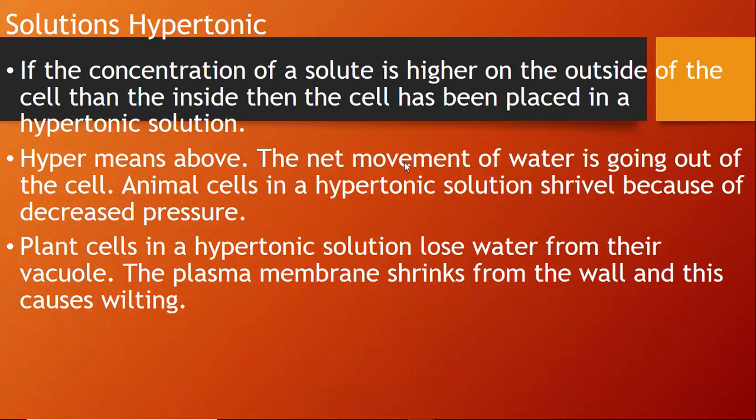All right, let's talk about hypertonic. Now, if the concentration of a solute is higher on the outside of the cell than inside, then the cell has been placed in a hypertonic solution. Hyper means above. The net movement of water is going out of the cell. Now, animal cells in a hypertonic solution shrivel because of decreased pressure. Water is moving out. Plant cells in a hypertonic solution lose water from their vacuole because water is going out of the cell. Now, the plasma membrane shrinks from the wall, and this causes wilting among the plant cells.